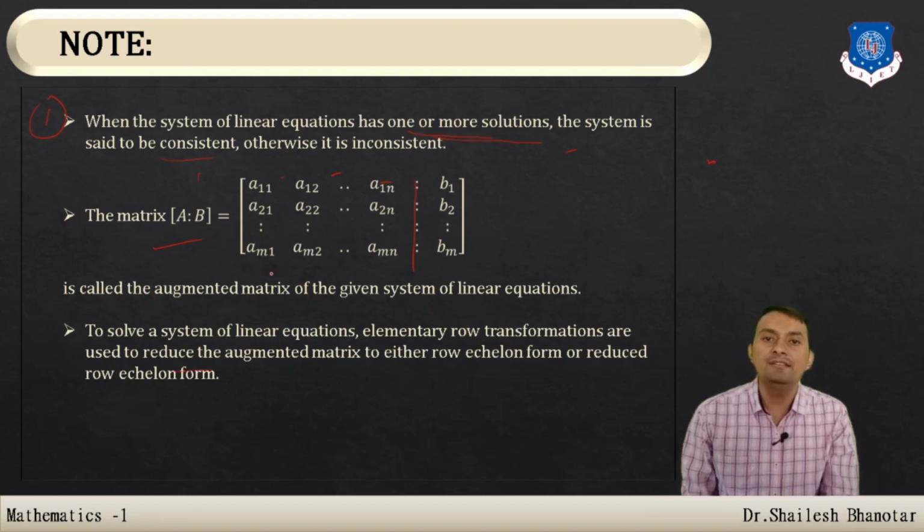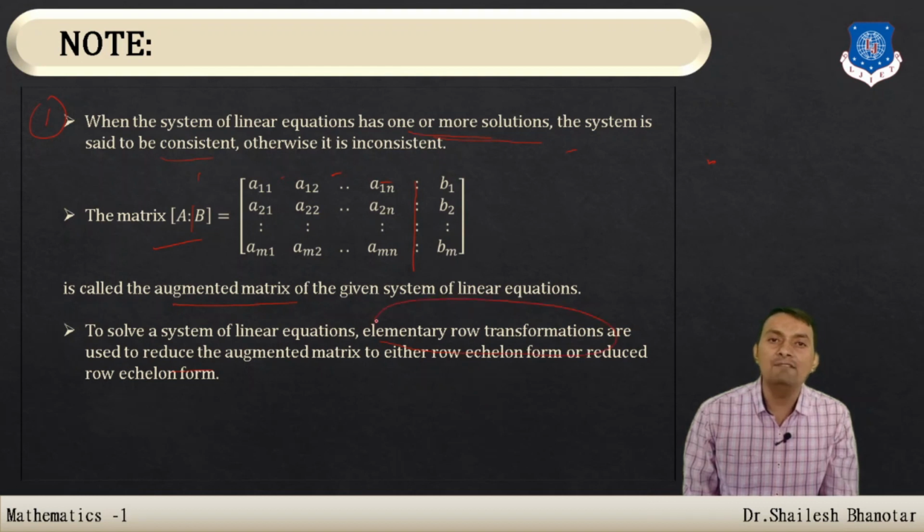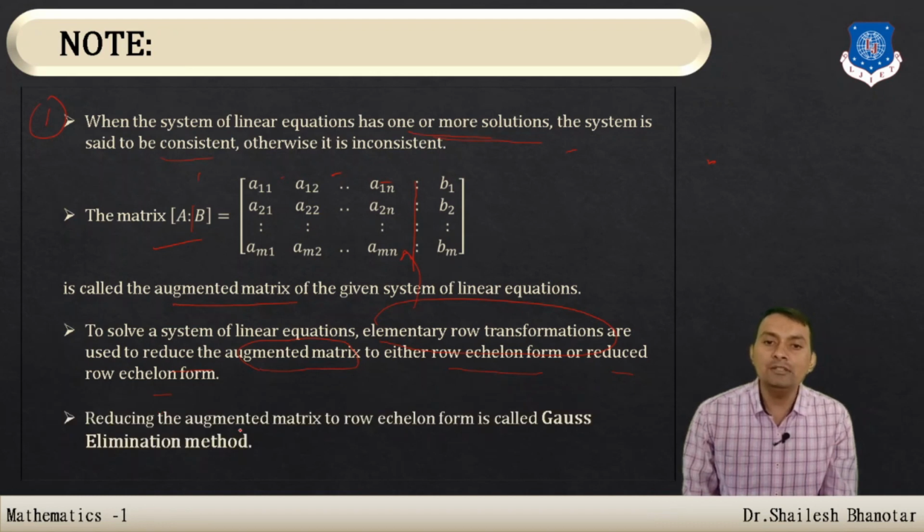Whenever we are given this system [A | B], that is known as the augmented matrix form. Then we will use elementary row operations and apply them here, and we will convert the given augmented matrix to either row echelon form or reduced row echelon form. That will help to solve the given system, and that system will be equivalent to the given system. Reducing the augmented matrix to the row echelon form is known as the Gauss elimination method.